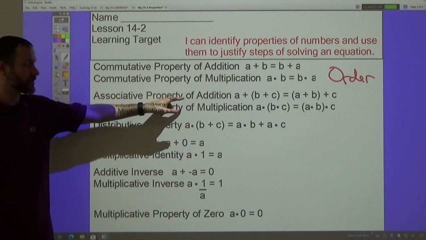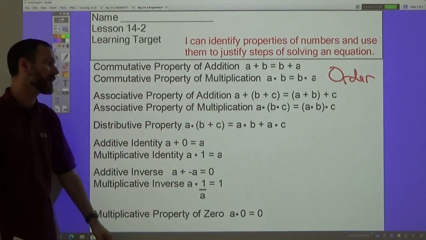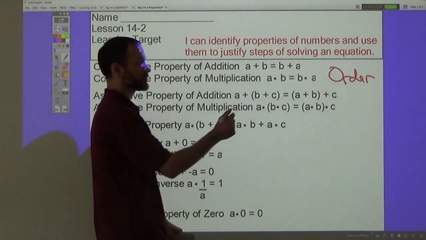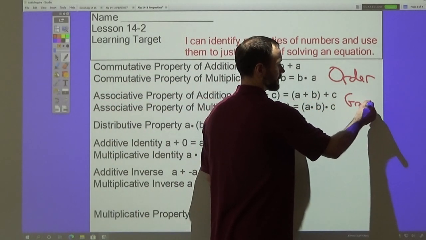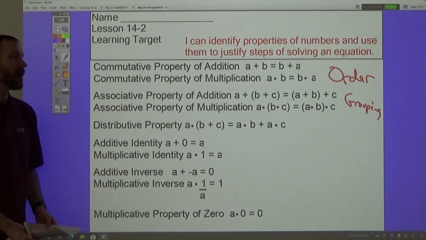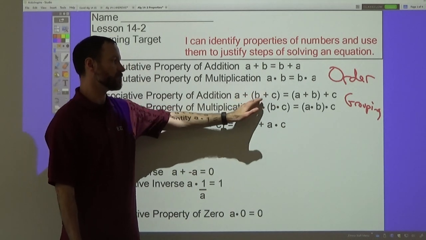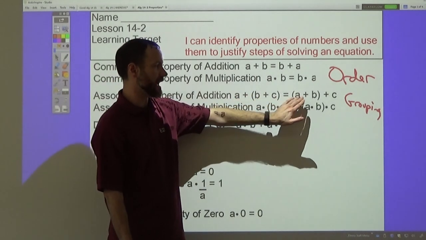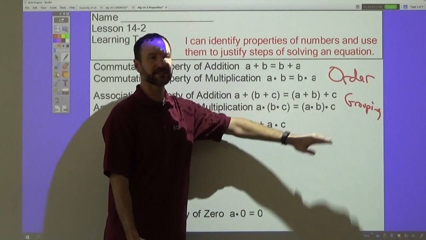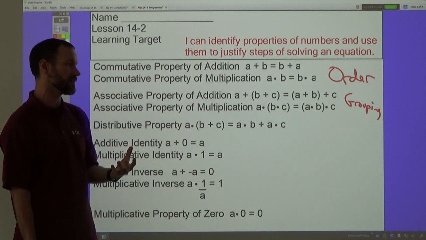Associative, notice we have associative addition and associative multiplication. So we have adding and we have multiplying. Associative switches the grouping. Associative switches what's inside the parentheses. (A plus B) plus C is the same thing as A plus (B plus C). We're switching what's inside the parentheses, but it won't make a difference in your answer.